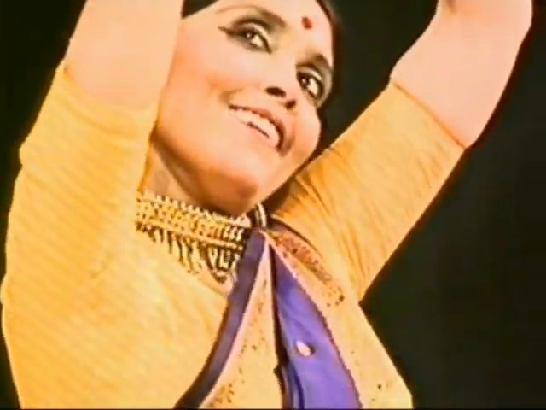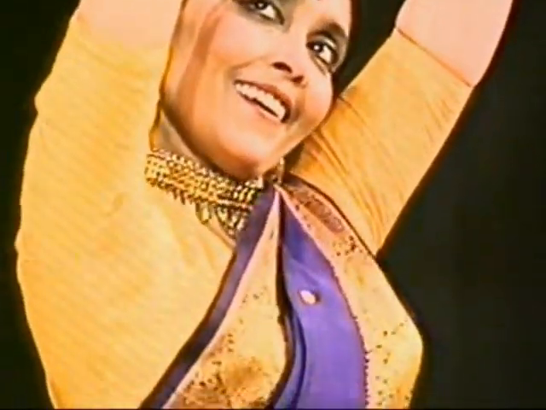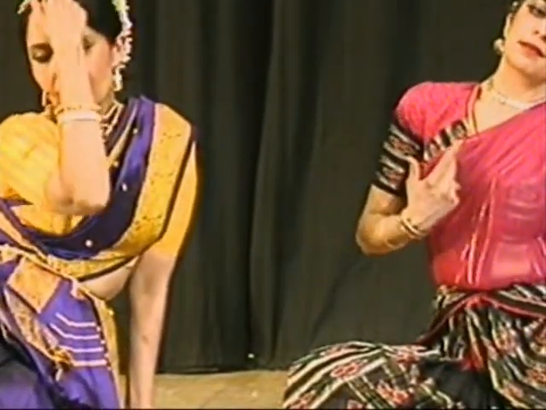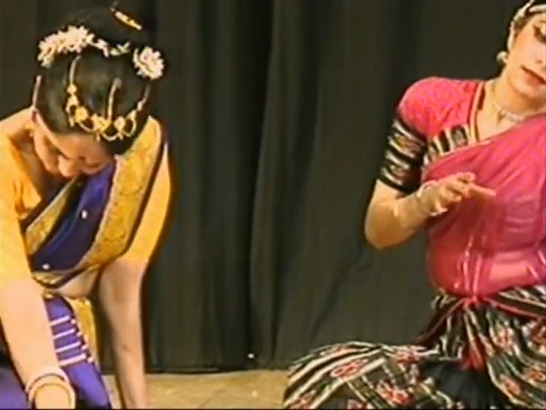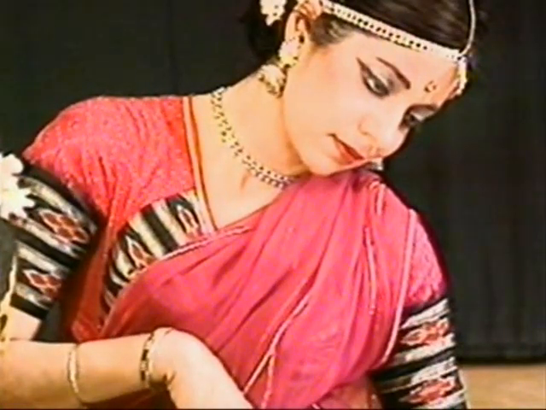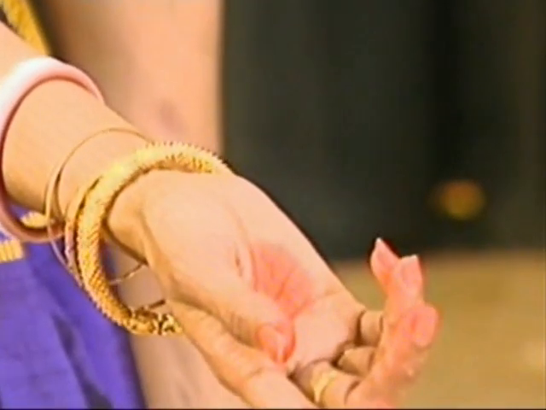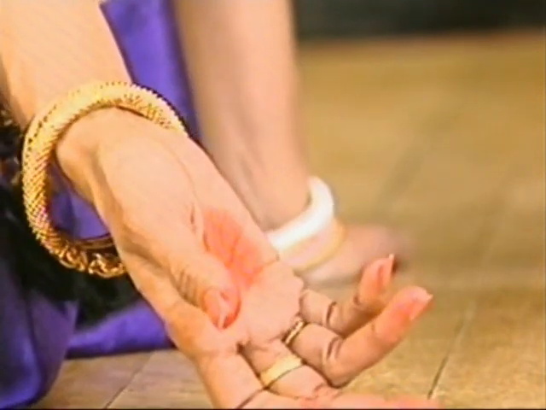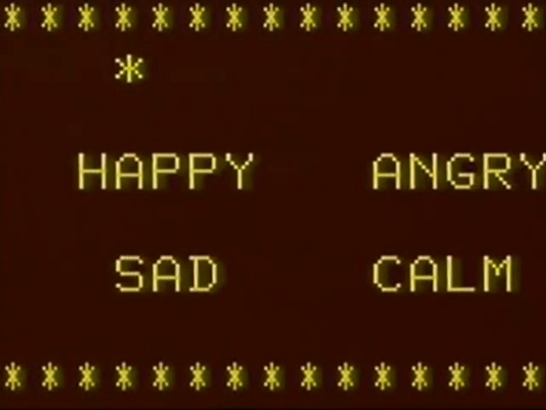What gives life to shapes and rhythmic movements is expression. Facial expressions are complemented by expressive hand gestures. Out of the 9 moods of Indian dance, 4 have been chosen for demonstration: happy, angry, sad, calm.